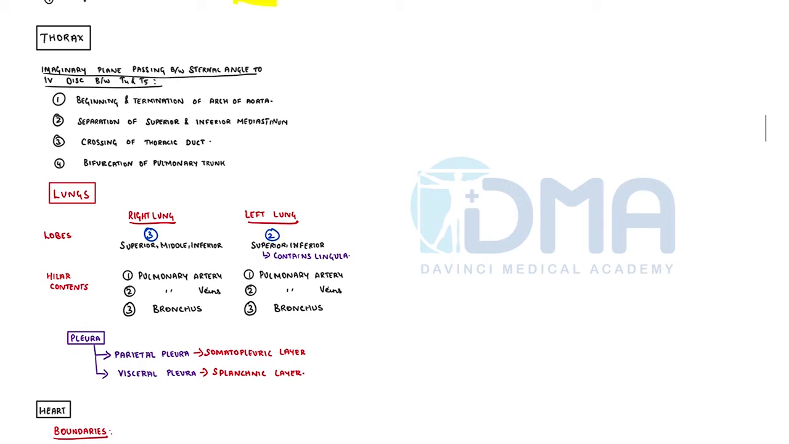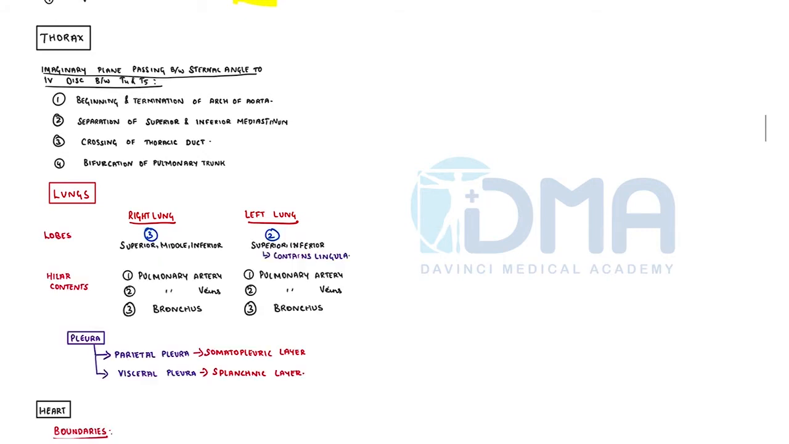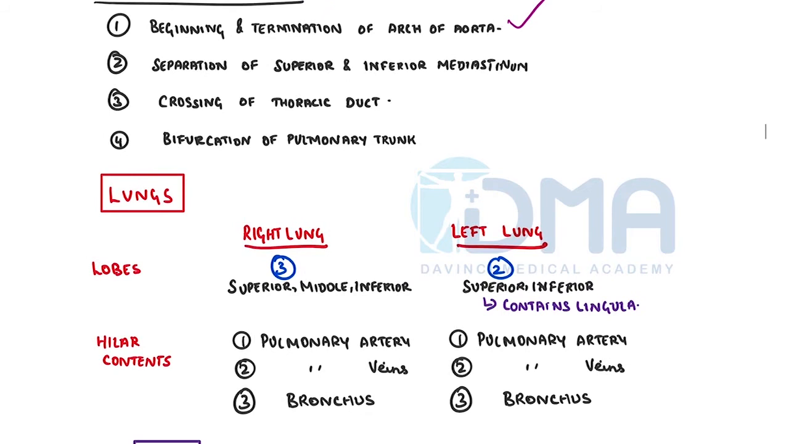And in the thorax, only a few contents are important. The first important one is your imaginary plane passing between the sternal angle of Louis and the IV disc between T4 and T5. What are the events happening in that important anatomical location? Number one is the beginning and termination of your arch of aorta.